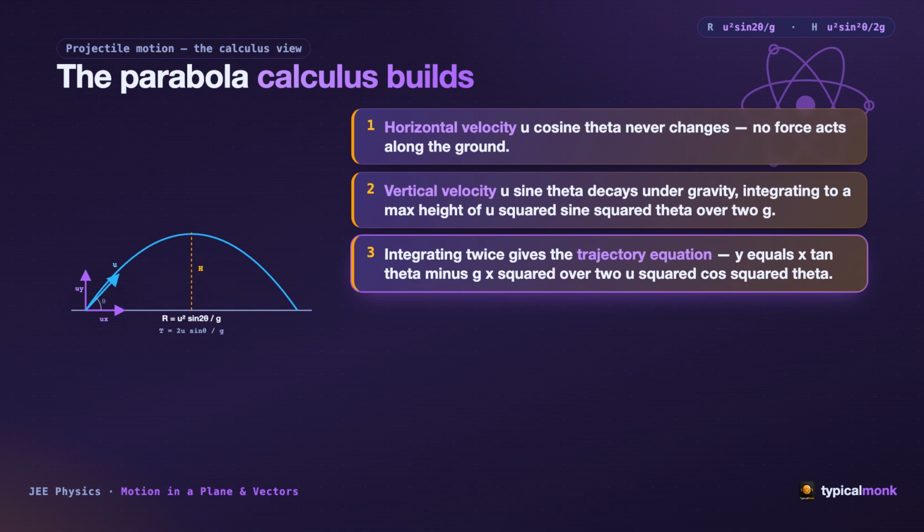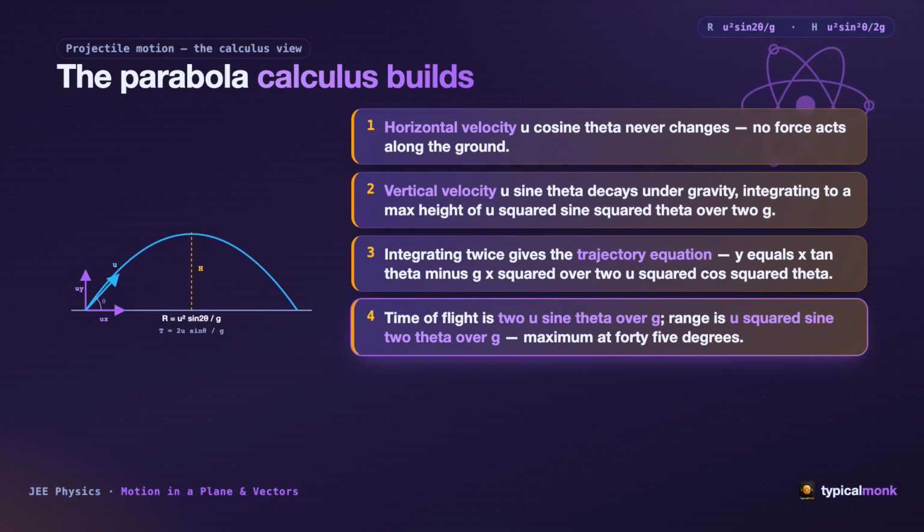Integrate both motions together and eliminate time, and out comes the trajectory equation itself. Y equals x tan theta minus gx squared over 2u squared cosine squared theta, the exact shape of the parabola. From the same integration, the time of flight is 2u sine theta over g, and the range is u squared sine of 2 theta over g, which is largest when theta is 45 degrees.